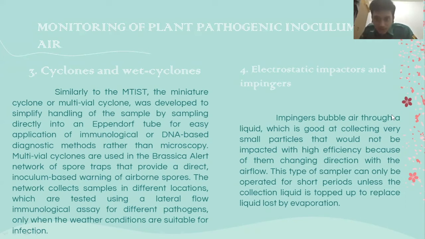Number 4 is electrostatic impactor and impinger. Impingers bubble air through a liquid, which is good at collecting very small particles that would not be impacted with high efficiency because they change direction with the airflow. This type of sampler can only be operated for short periods unless the collection liquid is topped up to replace liquid lost by evaporation.